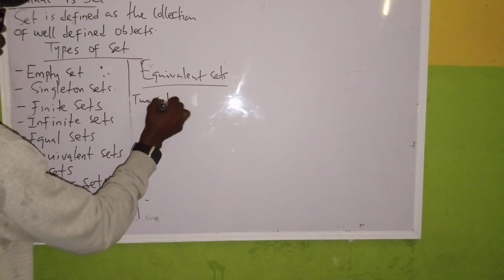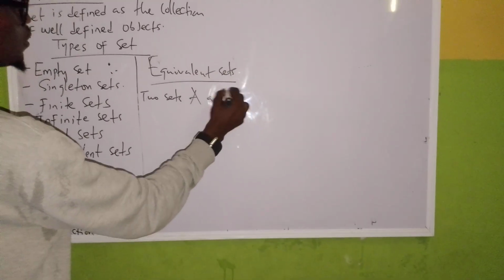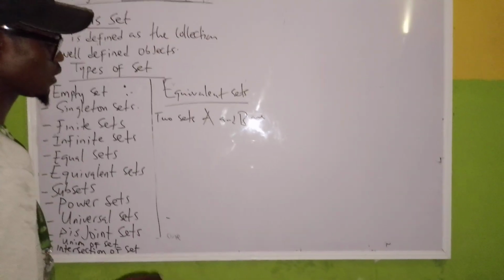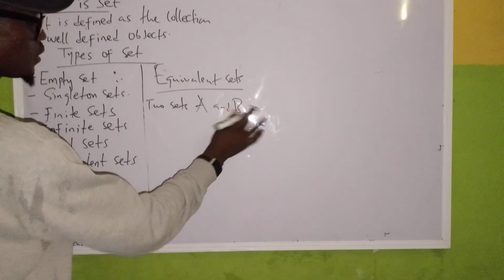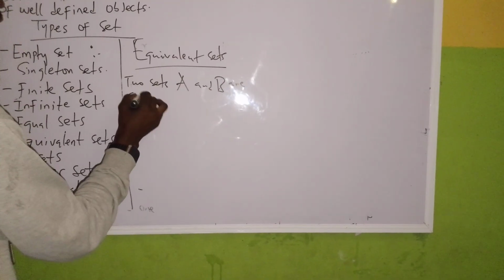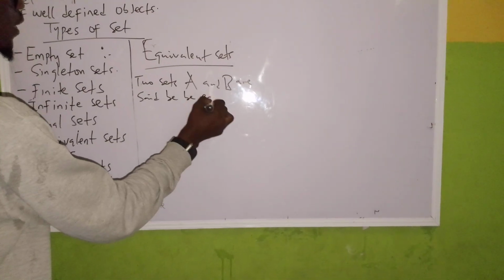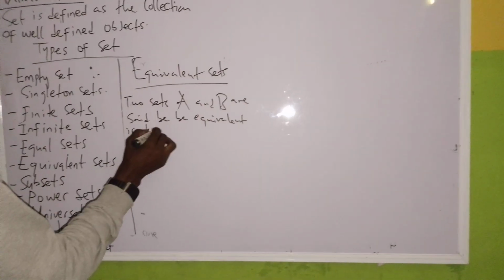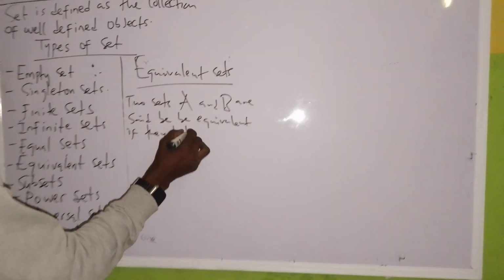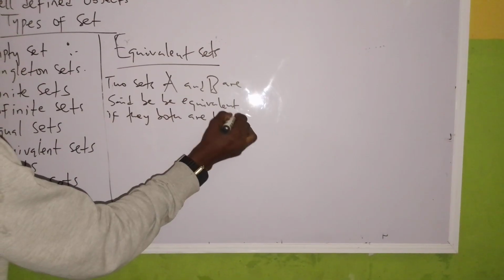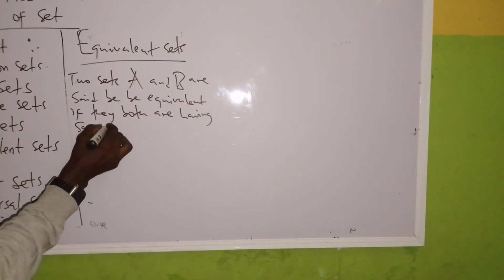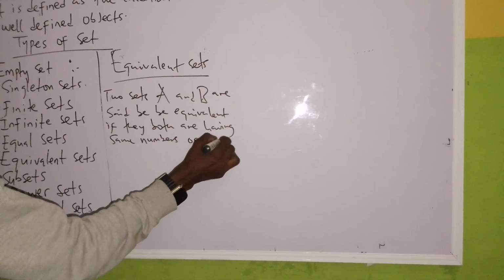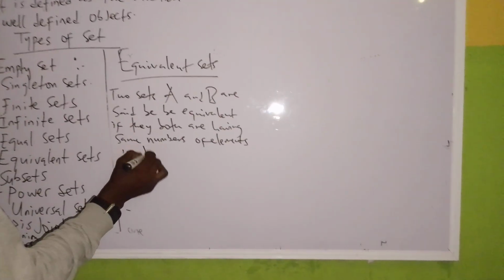Two sets A and B. You can suggest P and Q, anything you can use to make your set, it doesn't matter. A and B are said to be equivalent if they both have the same number of elements in them.